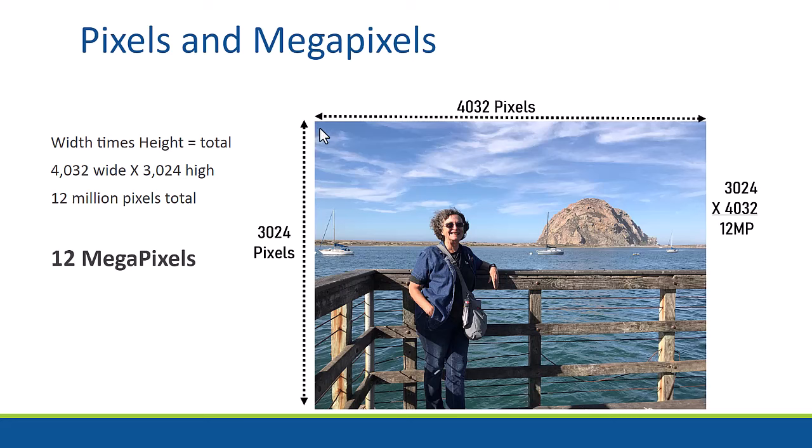The pixels mean the little dots, the points of color that make up your picture. This particular picture is 4,032 pixels wide and 3,024 pixels high. If you multiply those, you come up with 12 million pixels, or megapixels.